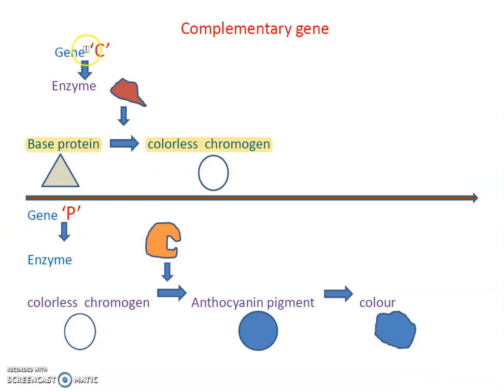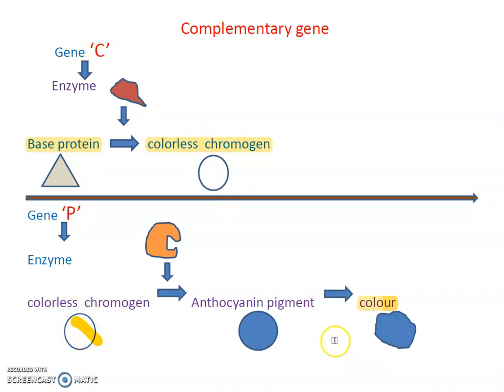Suppose gene C is absent. If gene C is absent, there is no formation of colorless chromogen, and if the colorless chromogen is absent, then there is no formation of color. So color production depends on gene C and gene P.